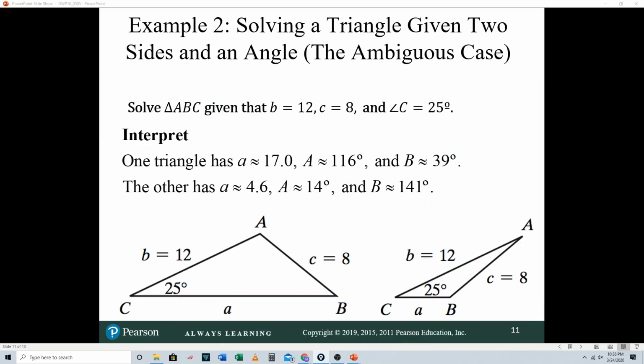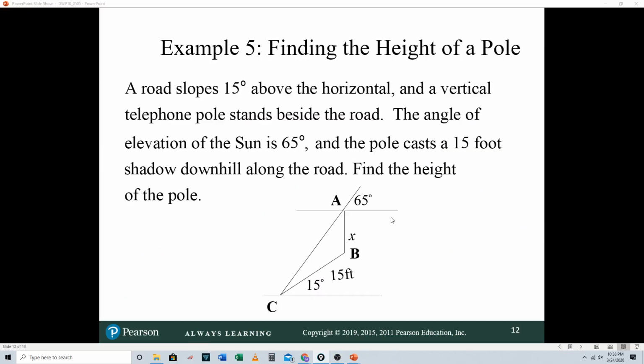Now, word problems, because we love word problems, right? Now this one I actually kind of think is fun, so bear with me.